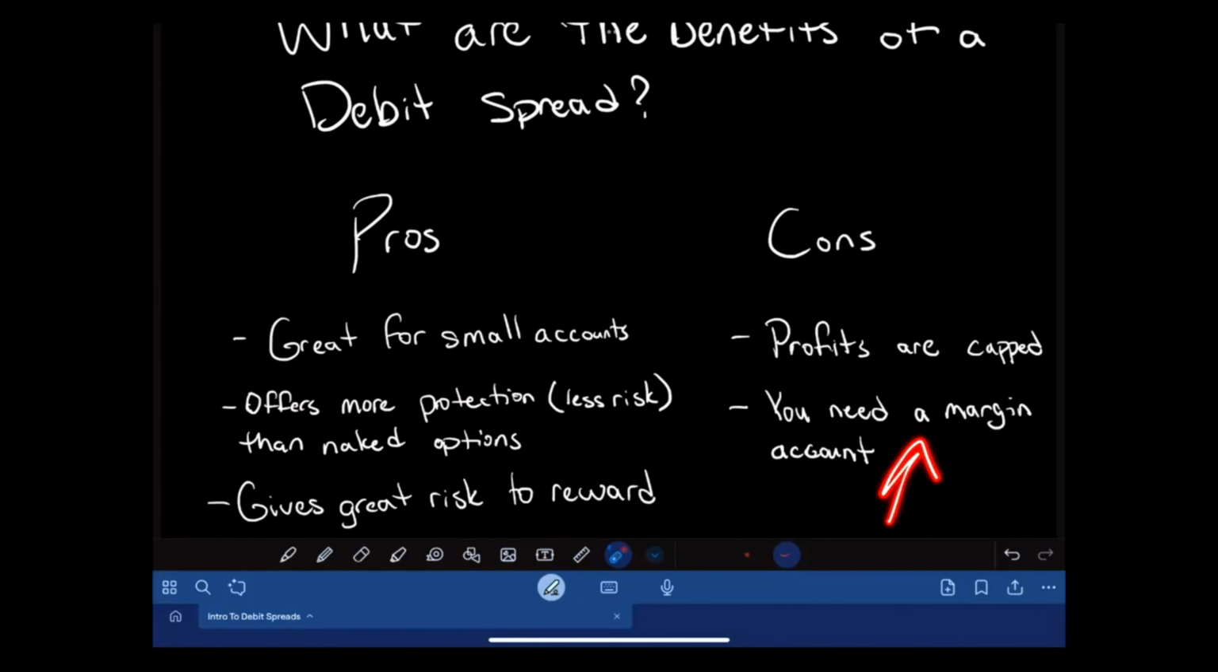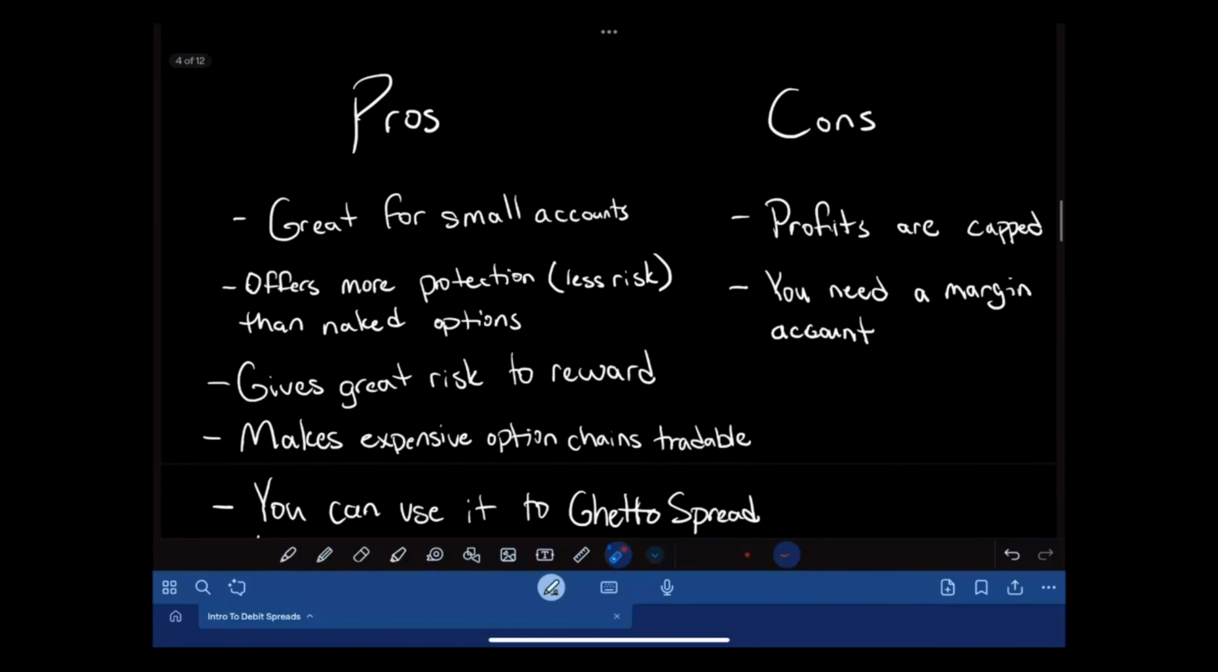And again, you need a margin account. Some people might see that as a downside because with the cash account, you don't have the PDT rule. But hold on, let me get to the pros and you'll see why there's a great thing about debit spreads. The great thing about debit spreads, number one, is it's great for small accounts. It's amazing. You'll see the examples I'll talk about.